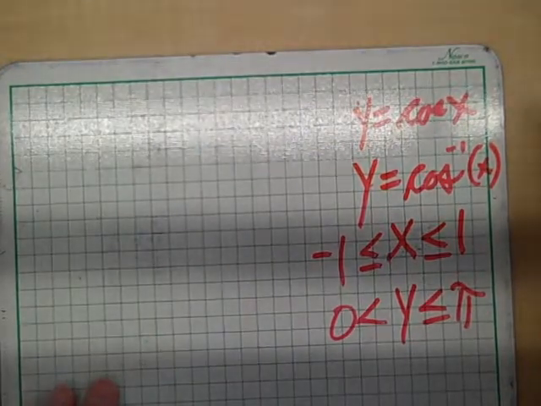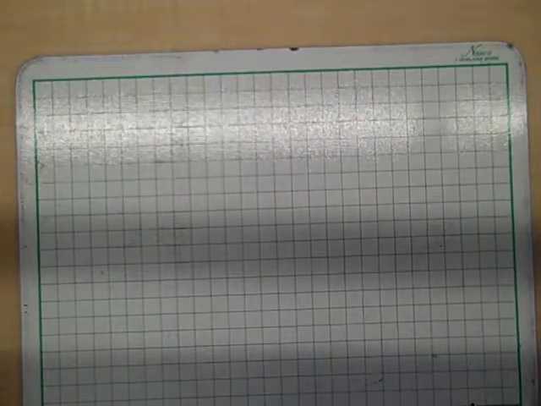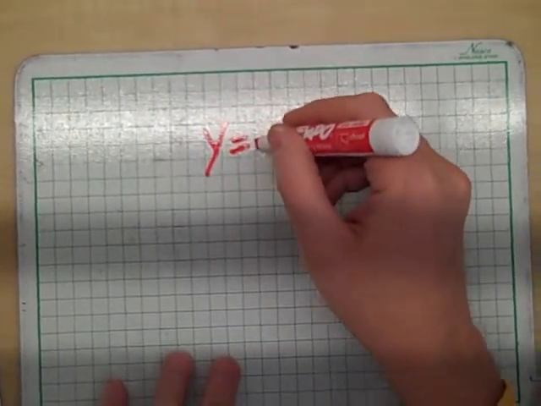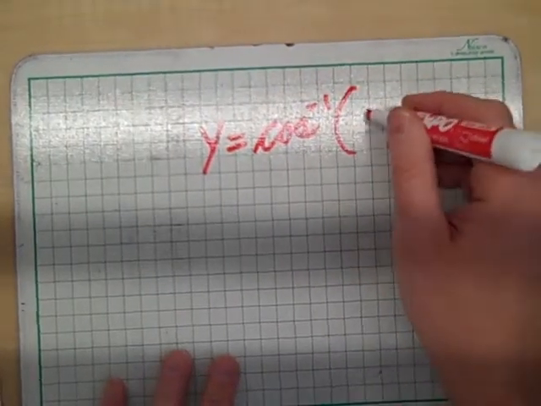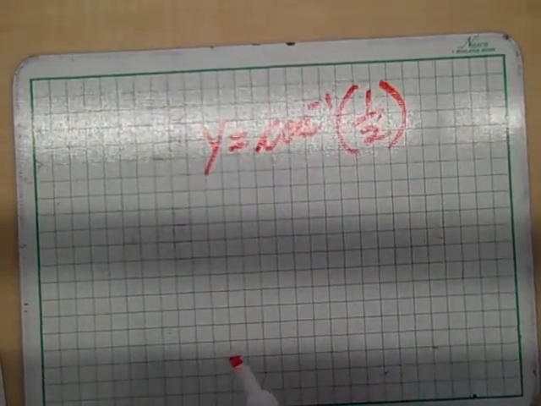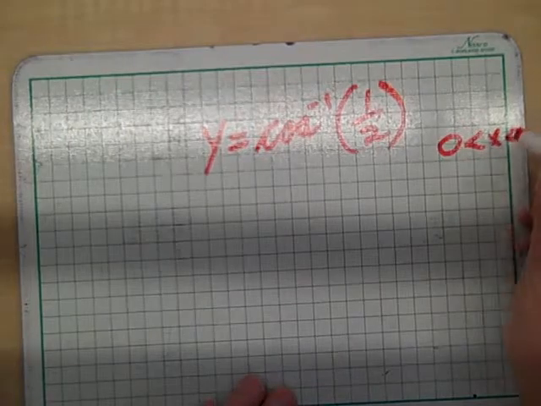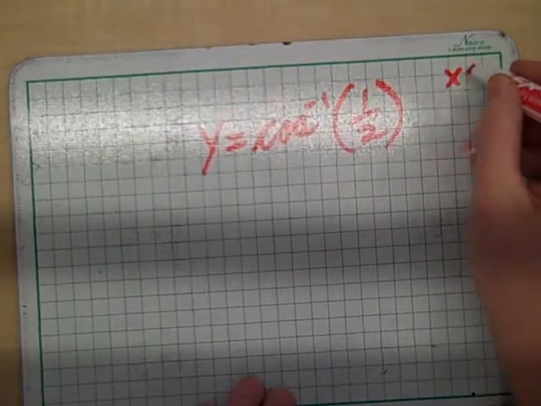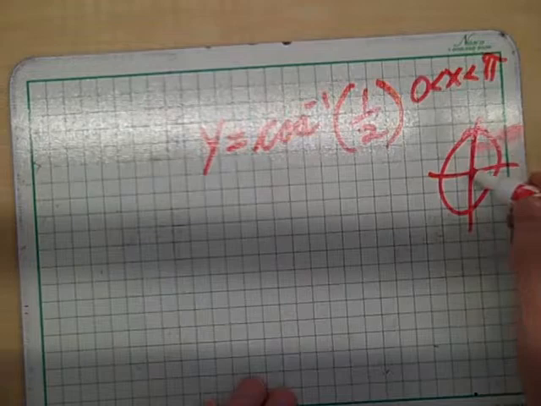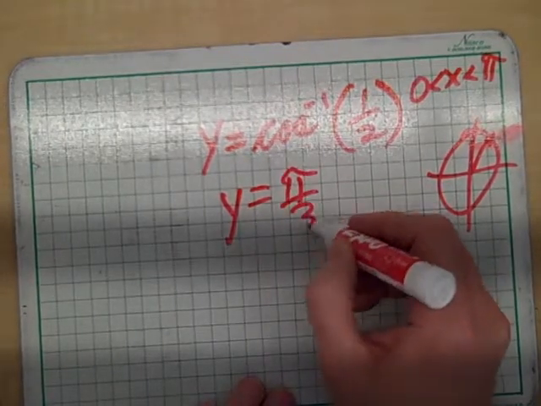Well, let's deal with the inverse trig functions here. Let's say I want to know what the inverse cosine of 1/2 is. In other words, what angle has a cosine of 1/2? We're going to restrict ourselves between 0 and pi. If you look at your unit circle and you look at 1/2 for the x, I think you'll see that y is equal to pi over 3 when that happens.